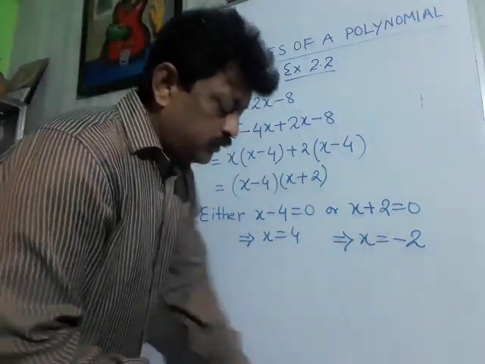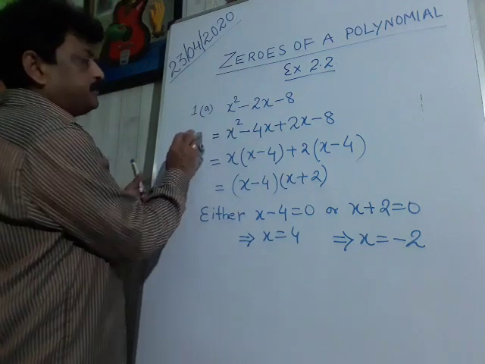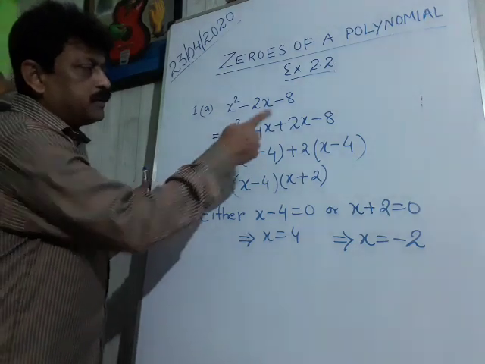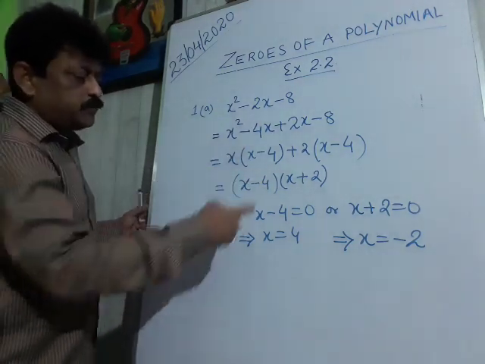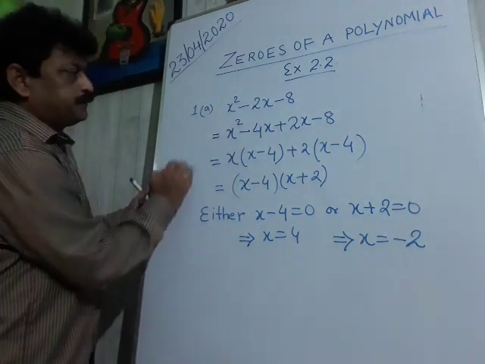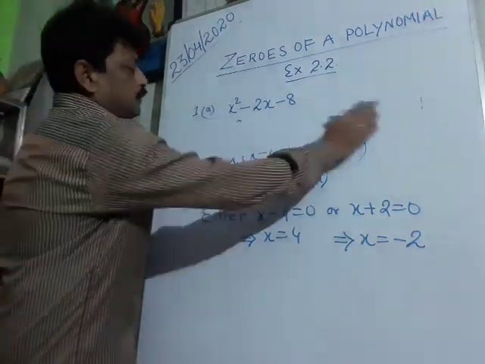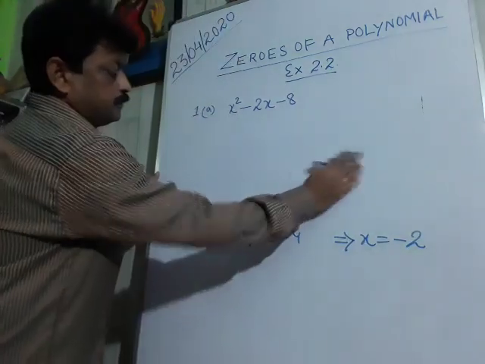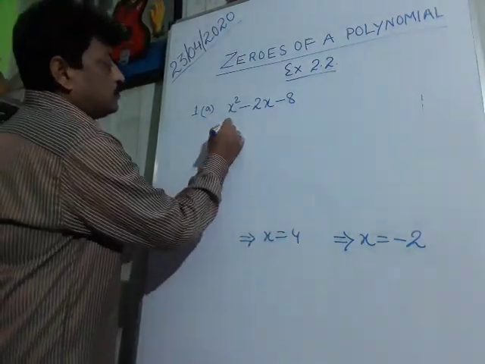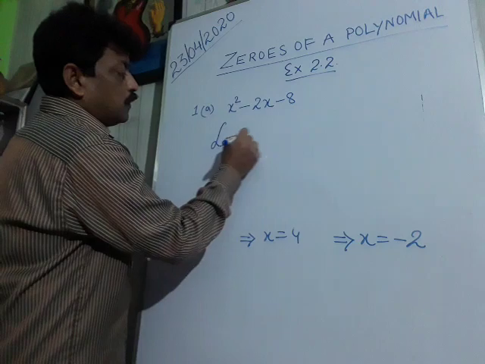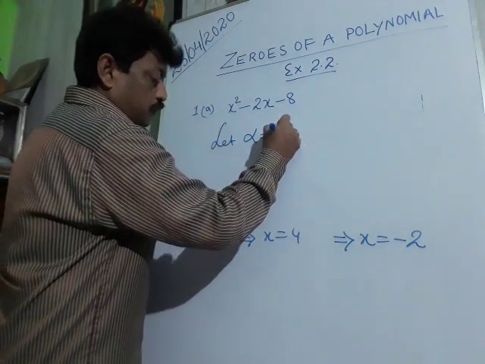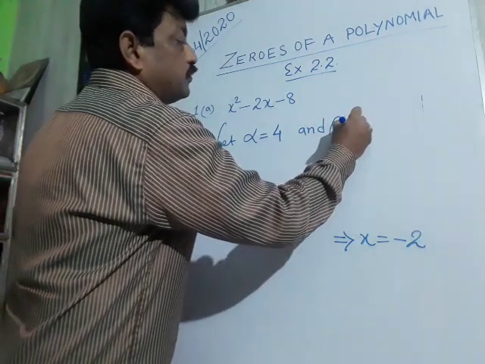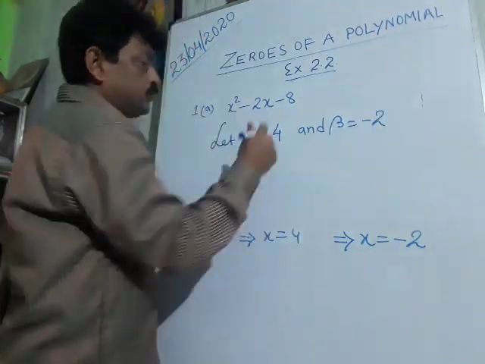So I am taking the zeros as alpha and beta. Just go through it. See, I have split the middle term and then factorized to get the two factors and then two zeros. Let alpha equal 4 and beta equal minus 2. These are the two zeros.